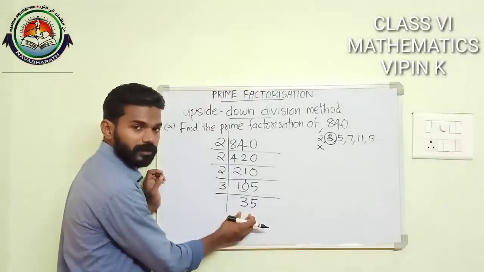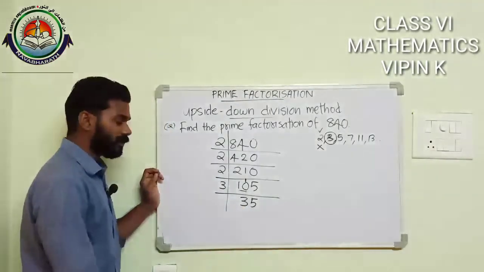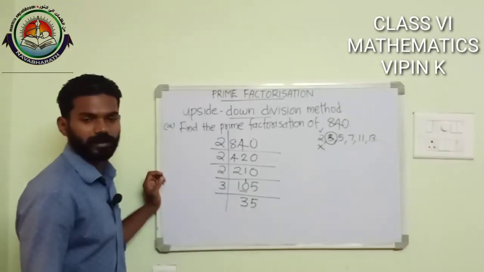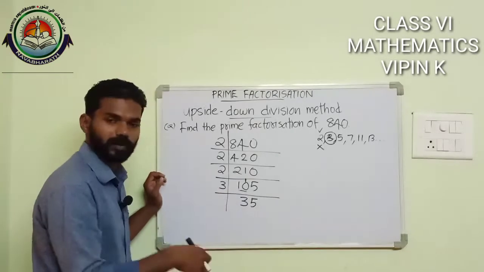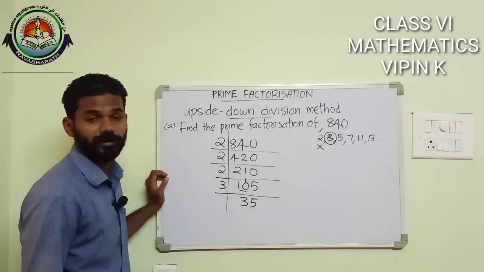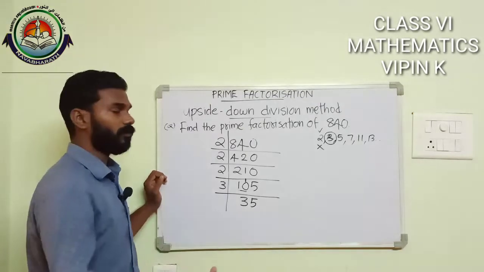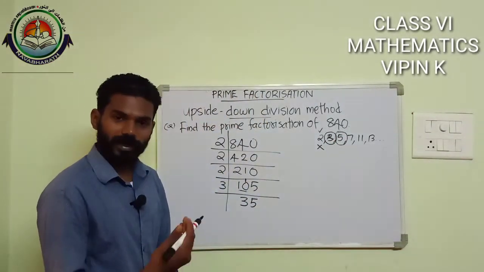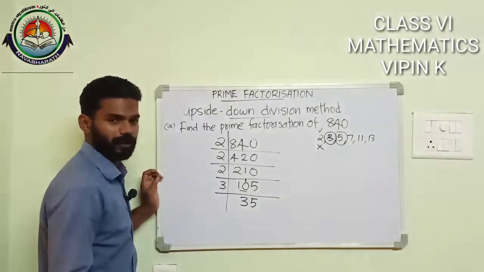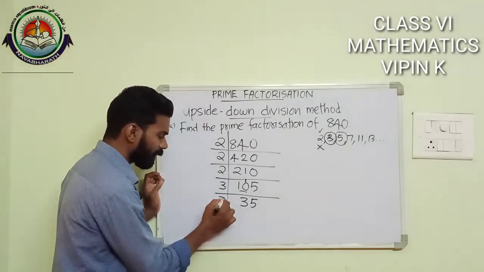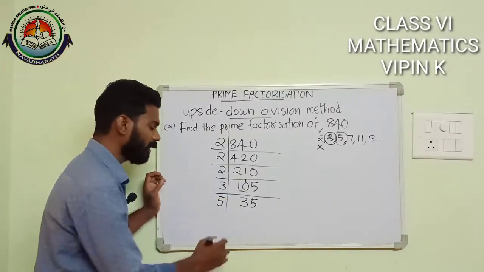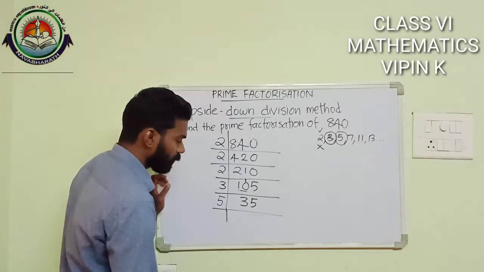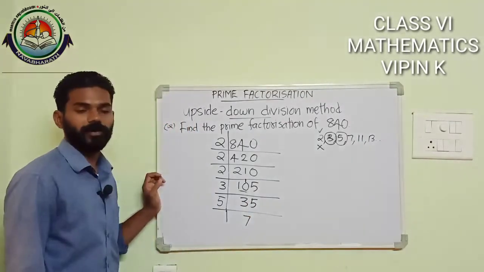Now further, whether this 35 is divisible by 3 or not. You know that 5 plus 3 is 8. 8 is not divisible by 3. So 35 will not be divisible by 3. Okay. So then we check for the next prime number, which is 5. You know that this 35 is divisible by 5. So you can write 5 here. Now tell me, how many times 5 occurs in 35? You know that it is 7 times.